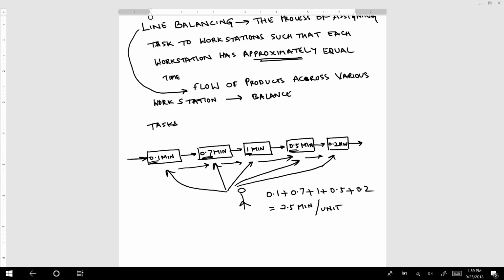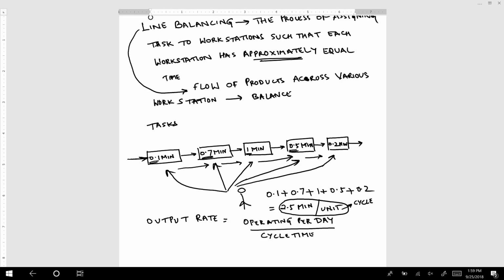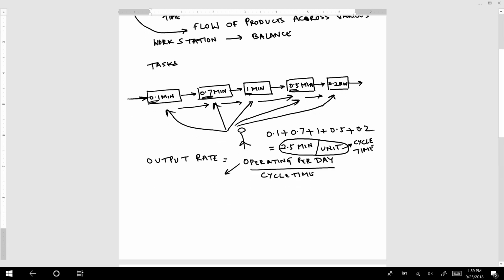So if we are interested in the output rate per day, this is given by the formula: operating time per day, that is how many hours you operate per day, divided by cycle time. So this is our cycle time here. That's how much we take for 1 unit. So operating time per day, suppose we assume we work an 8-hour shift, 8 hours per day.